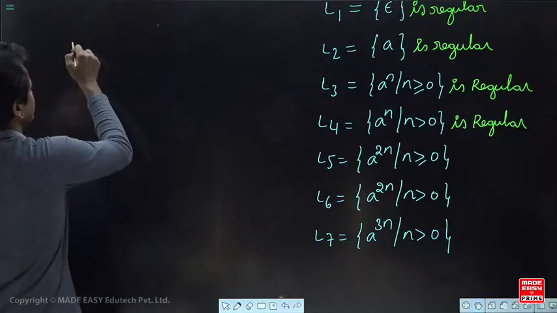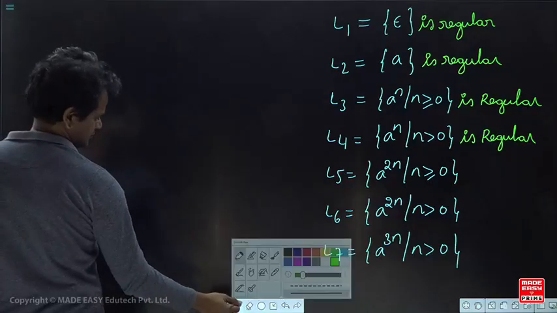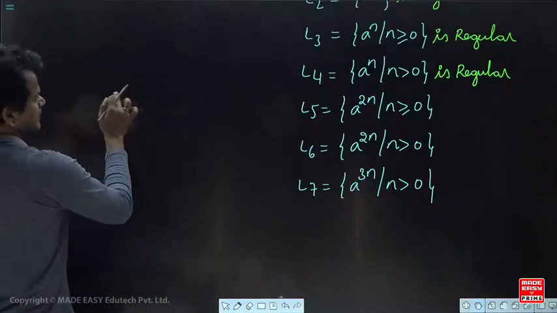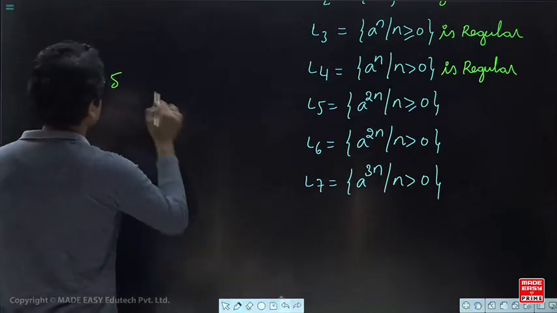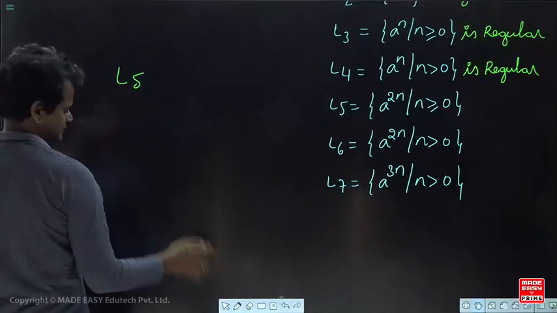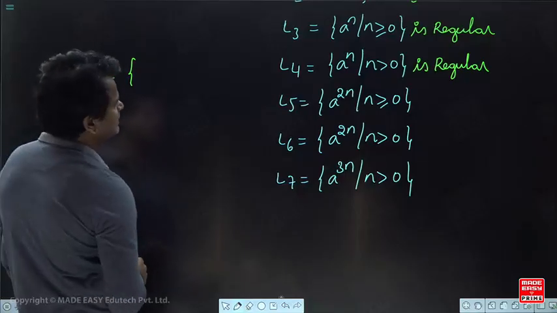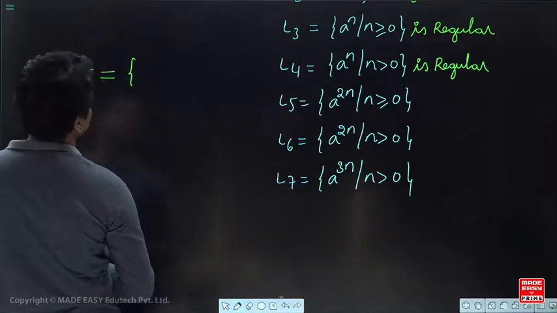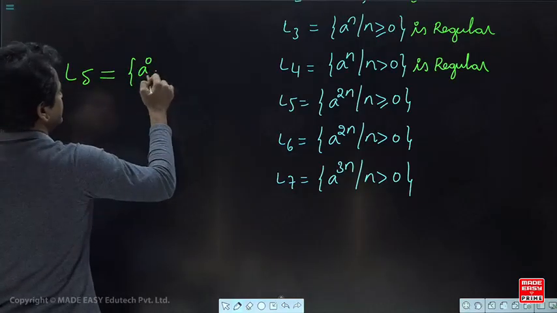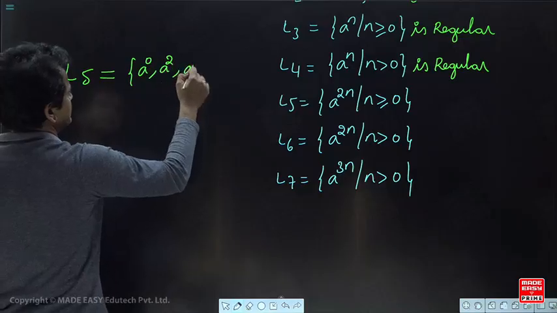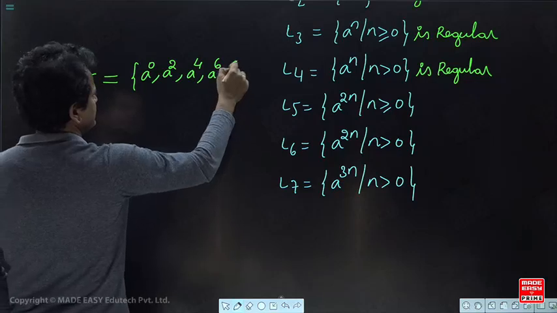L5. What is L5? L5 is a power 2n, n greater than or equal to 0: a power 2 into 0 is a power 0, a power 2 into 1 is a power 2, a power 2 into 2 is a power 4, a power 2 into 3, a power 2 into 4.